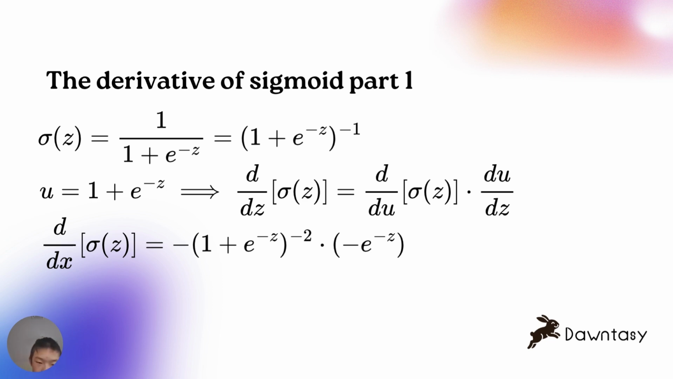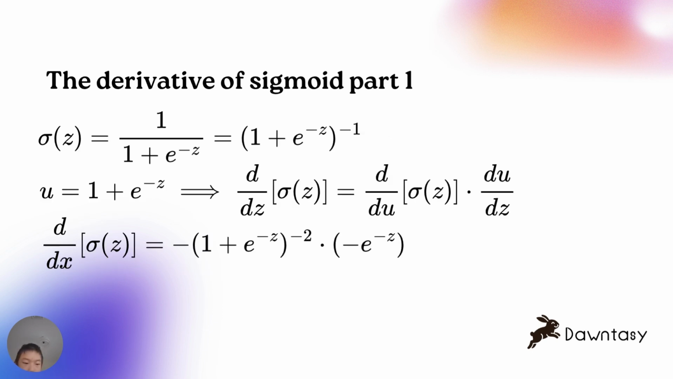Per the chain rule, we can then differentiate the inner function and the outer function and multiply them together. So the outer function's derivative, we use the power rule here. We bring down that exponent and then subtract one. So it's negative (1 plus e to the power of negative z) to the power of negative 2. So that's the outer function derivative with respect to u. The inner function, 1 plus e to the power of negative z, its derivative is negative e to the power of negative z. And now we just multiply that by the other one.